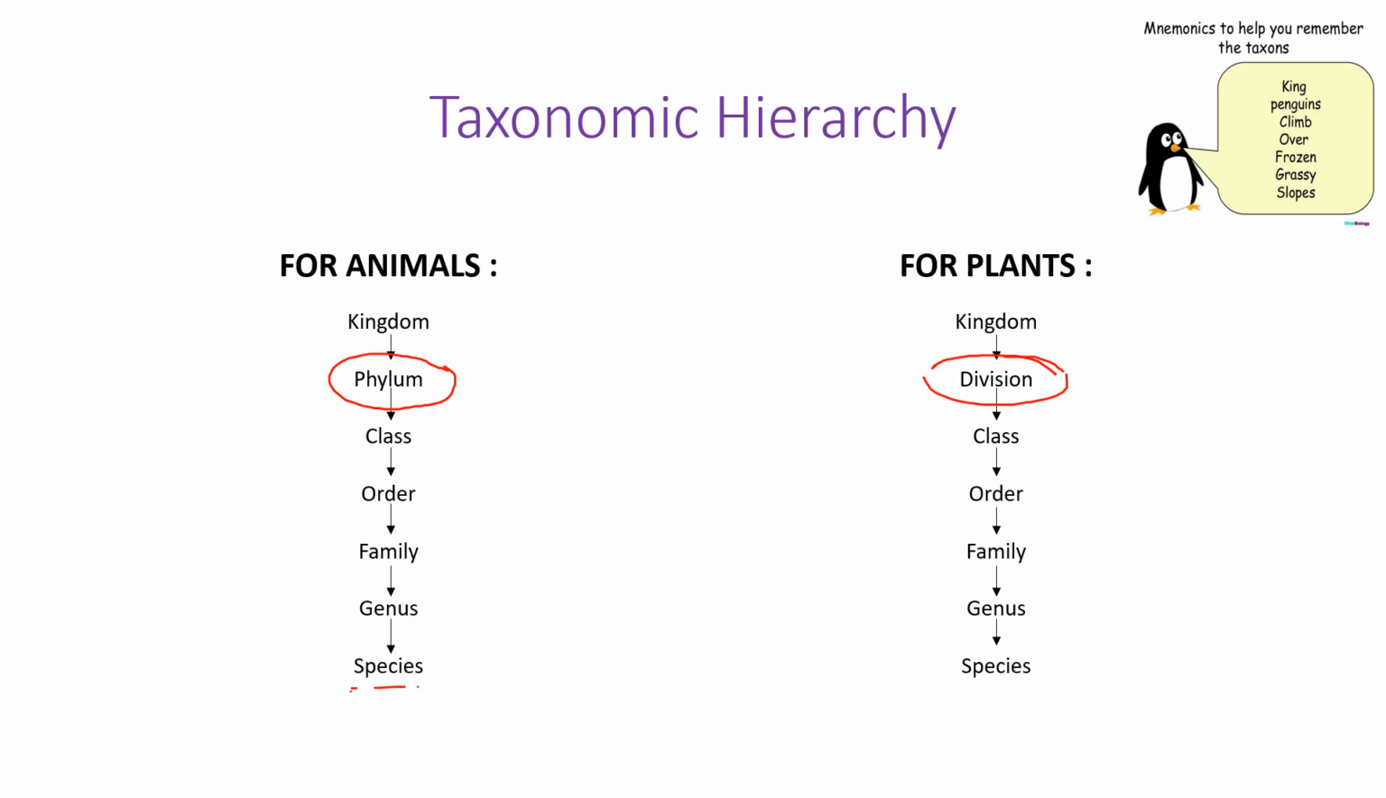Now in order to remember this taxonomic hierarchy, here is a mnemonic which will help you remember the taxa. That is, king penguins climb over frozen glassy slopes. King stands for kingdom. Penguin is phylum or division. Climb, C, stands for class. Over, O, stands for order. Frozen, F, stands for family. Grassy, G, stands for genus. Slopes, S, stands for species.